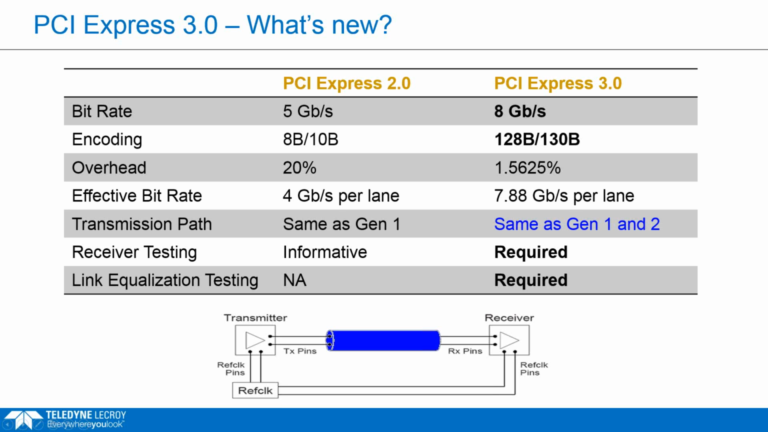Because of that, going to Gen 3, receiver testing is now required for compliance, where it was informative for Gen 2. And link equalization testing is a new section that's been added as well. Sending the signal through this same interconnect has a number of signal integrity challenges, as I mentioned.